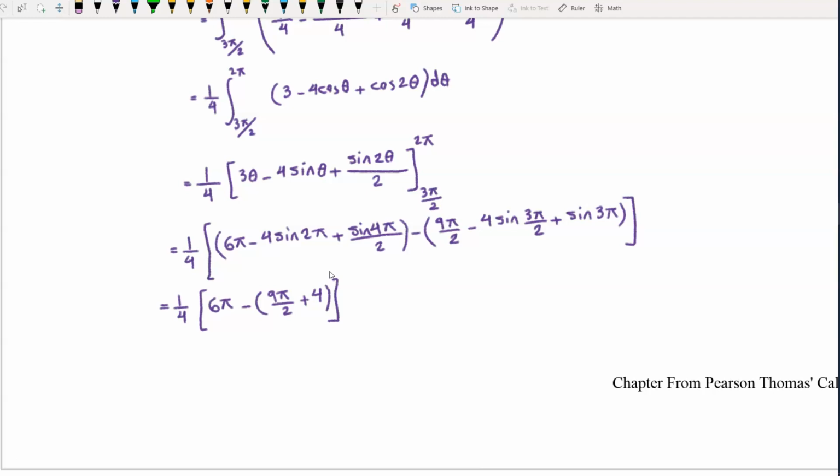So this is equal to 1/4, 6 pi minus, sine 2 pi is 0, and sine 4 pi is 0, so here we have 0. So on the first part here we have 6 pi minus, on the second part here is 9 pi over 2 minus 4 times sine 3 pi over 2, which is equal to -1, so we have -4 times -1, it is positive 4, and sine 3 pi is 0. And so this is equal to 3 pi over 8 minus 1. Simplify, this is our final answer.